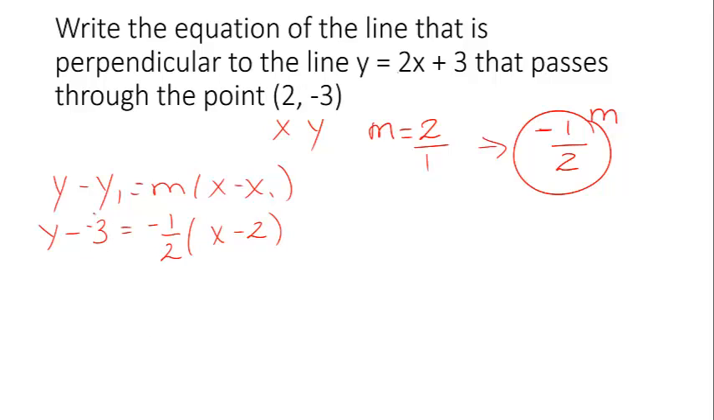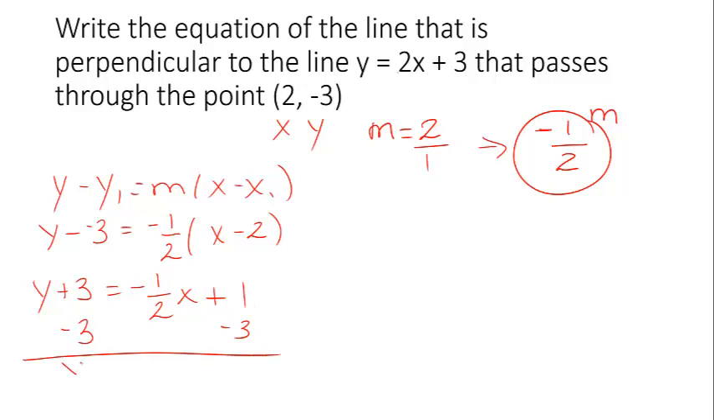And just like last time, we'll simplify again. Minus negative 3 we know is positive 3. And distributing that negative 1/2, I get negative 1/2 x. Negative 1/2 times negative 2 is positive 1. And then isolating y again, we'll subtract 3 from both sides, which gives me y equals negative 1/2 x minus 2 in slope-intercept form.